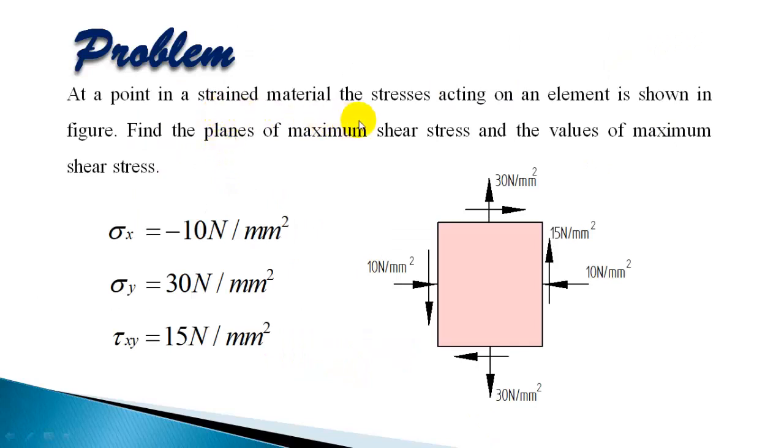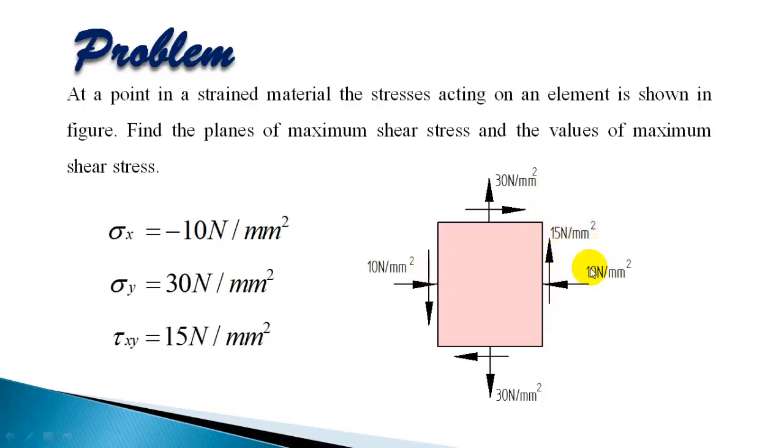At a point in a strained material, the stresses acting on an element are shown in the figure. Find the planes of maximum shear stress and the values of maximum shear stress. Now an element is subjected to normal compressive stress along the x direction of magnitude 10 Newton per mm square, and in the y direction tensile stress of magnitude 30 Newton per mm square, and it's also associated with shear stress of magnitude 15 Newton per mm square.